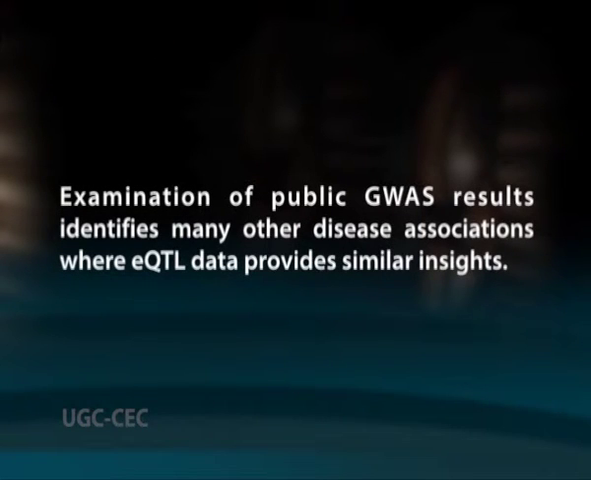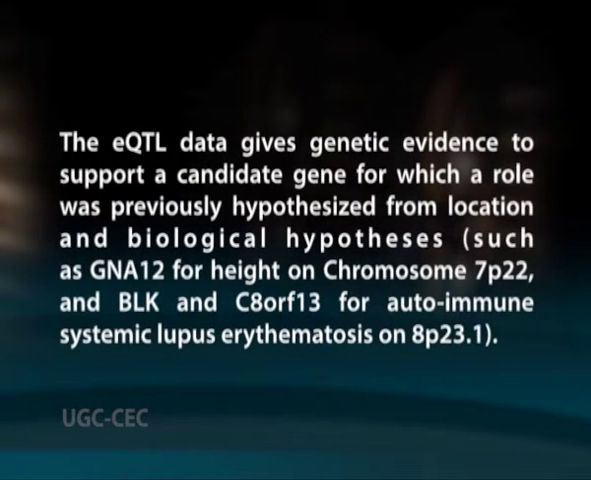Examination of published GWAS results identifies many other disease associations where eQTL data provides similar insights. For example, a recent large study of polygenic dyslipidemia identified 30 loci with highly significant effects on blood lipid measurements. Examination of gene expression in samples of liver from 957 subjects allowed highly significant eQTLs to be identified for 7 of the 30 loci.